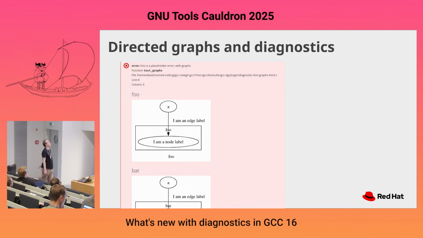This is a silly example in the test suite where I have a GCC plugin that issues a placeholder error and just sends a stupid graph through just to verify that things work. The idea is that the graph can be captured in SARIF form and looked at later by some sort of viewer. And in the generated HTML, it generates an SVG and sticks it in place.